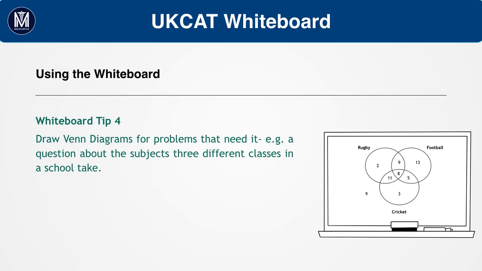Fourth, draw Venn diagrams wherever possible. If you get a question which is talking about different categories, such as the number of people studying geography, economics, and maths in a certain school, and the numbers overlapping, then it's typical of a Venn diagram question, so you want to draw a Venn diagram. And especially for decision making, which we'll see later on, Venn diagrams are a crucial part, so you want to draw them wherever possible.